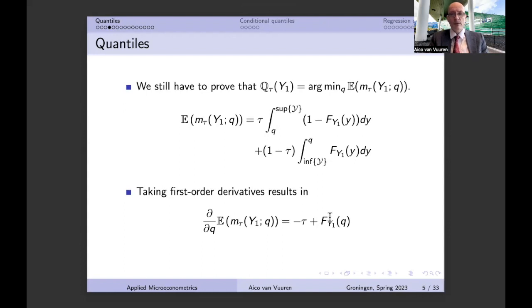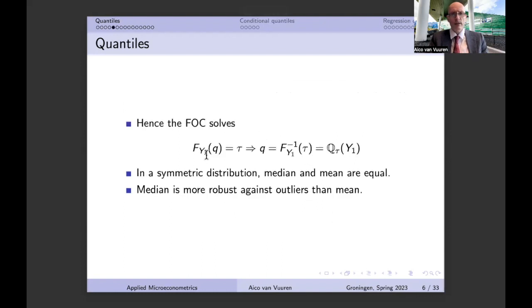We have to set that equal to 0. That means, of course, that our solution is going to be equal to the distribution function in q equal to tau. Well, if you take from the left and the right hand side inverses, then we immediately see that q is equal to the inverse distribution function evaluated in tau. And hey, that was actually equal to our definition of the quantile. Now I've shown that minimizing our check function actually uniquely gives our quantile.